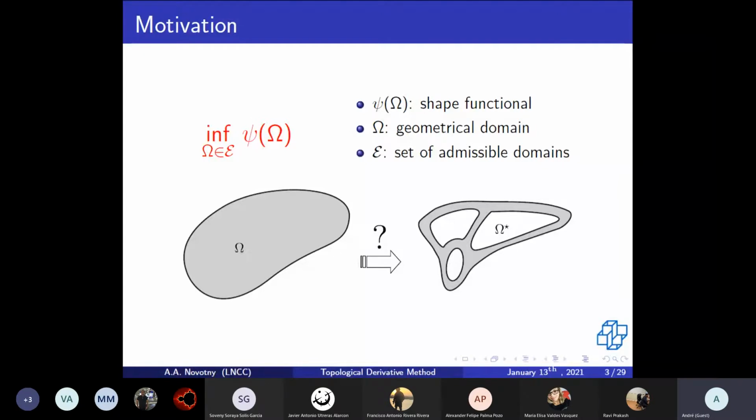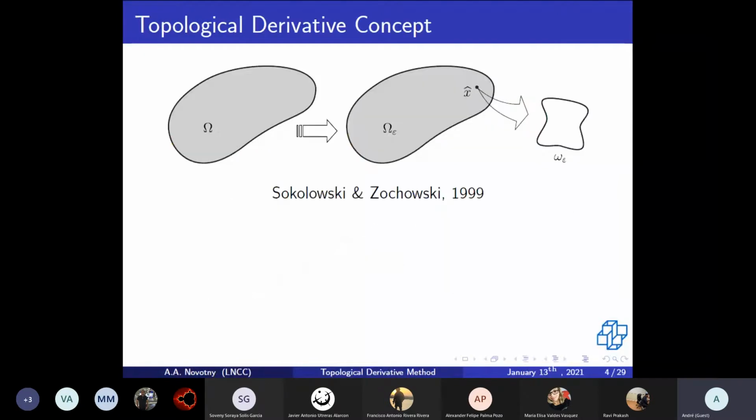So a quite general approach to deal with this kind of problem is based on the topological derivative. The idea is somehow simple. We have the original domain denoted by omega, and then somewhere in this domain denoted by the point x hat, which is an arbitrary point of the domain, we introduce some perturbation, like a hole, for instance. This hole, this perturbation, or the singular perturbation is denoted by small omega, and depends on the small parameter epsilon.